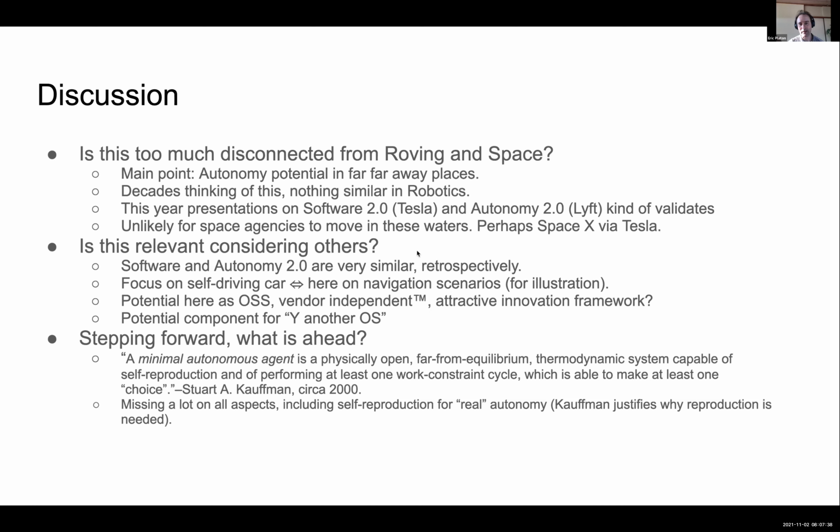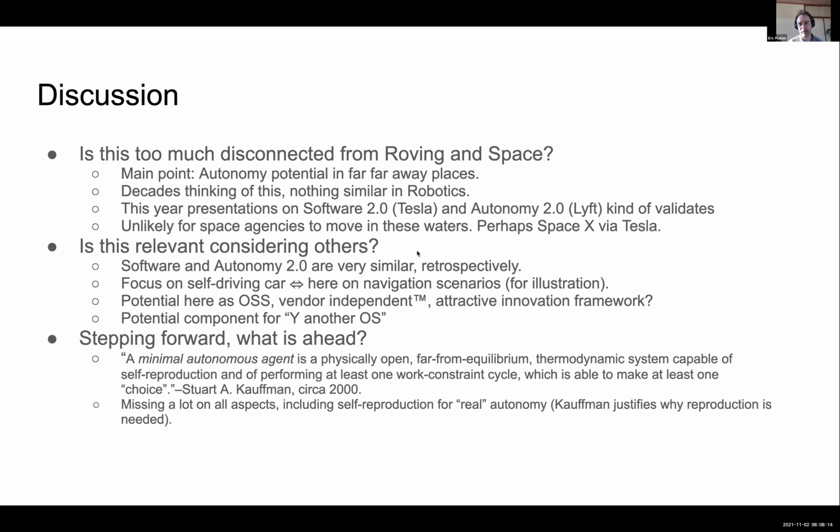The second bullet point here is how relevant this could be compared to others, especially to what Tesla and Lyft are talking about right now. It seems pretty relevant, I believe, with quite some potential. And recently we talked about maybe the value of doing an operating system. To me, such things should be core to such an operating system. The last point is a citation from a researcher that I like very much.